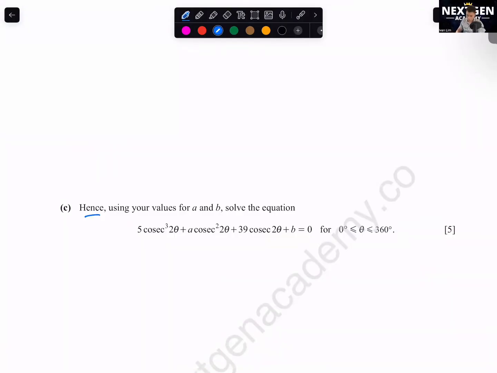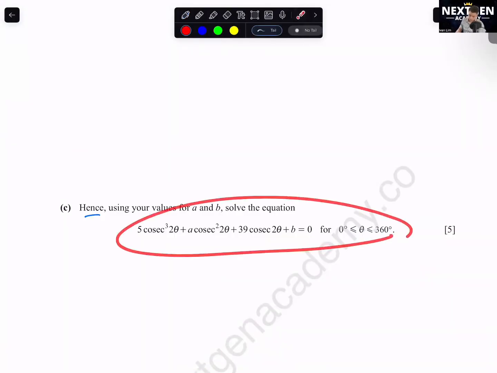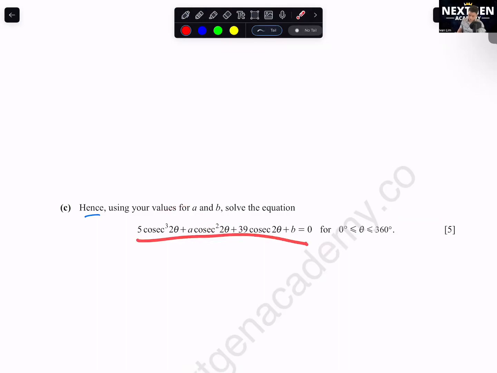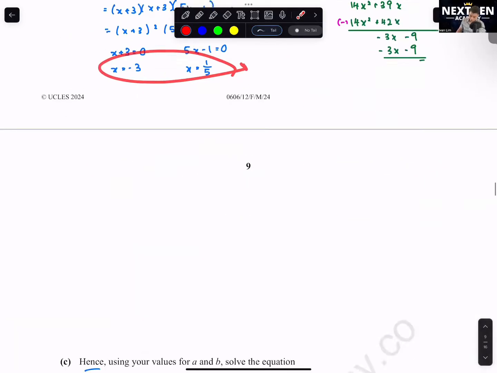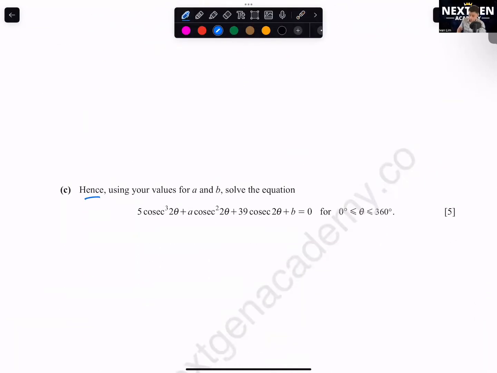Okay, so what do we observe? We need to see from the top again. So this equation here is actually just x from the top, right? So 5x cubed, you see, it's the same pattern here, right? Which you will get your x is negative 3, x equals to 1 over 5. Okay, so now what we're going to do, this is the same thing, we're going to let cosec theta equals to x.